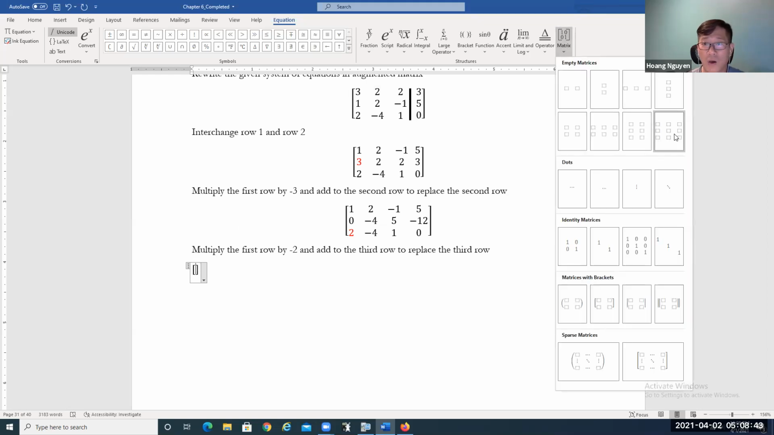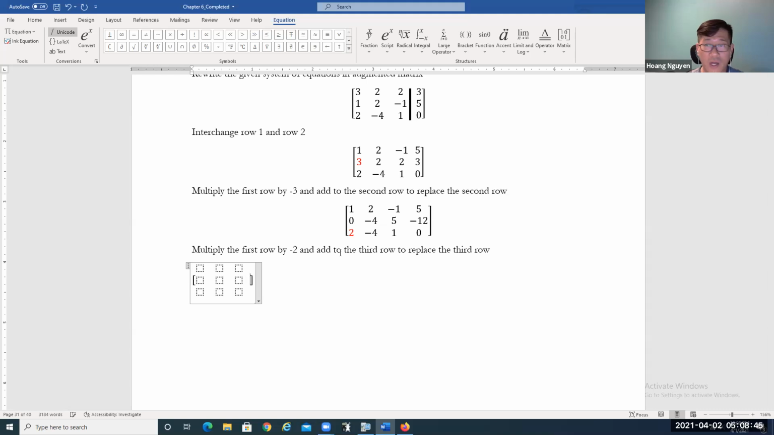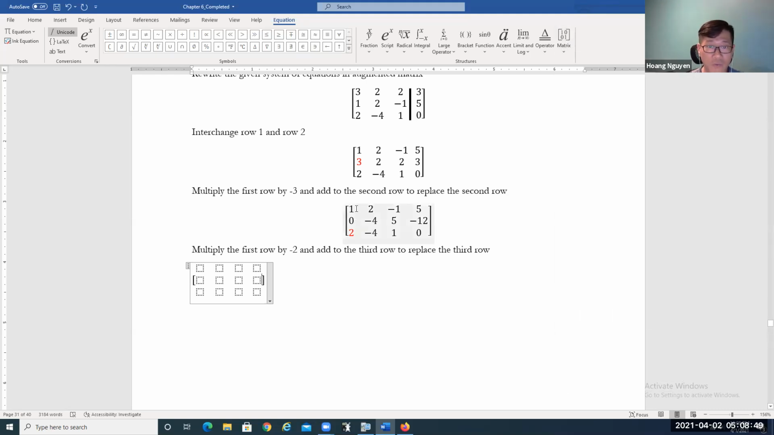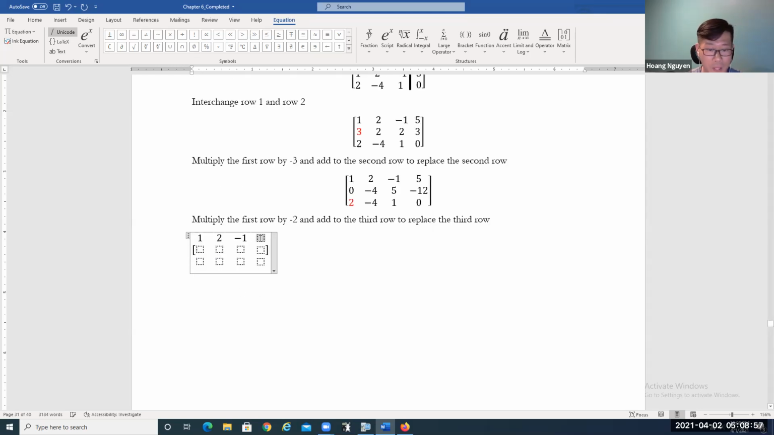Okay, so I'm only going to replace the third row. So on the other rows, row 1 and row 2, I will copy that real quick. 1, 2, -1, 5. And this is 0, and this is going to be -4, and this is going to be 5, and this is going to be -12.